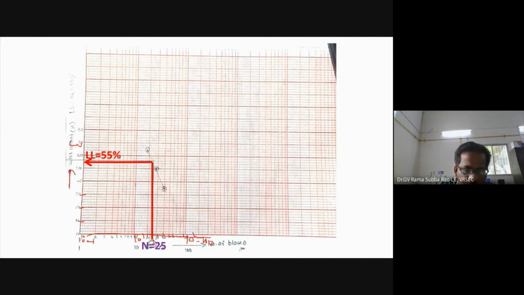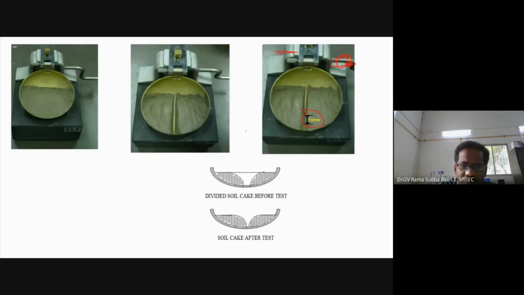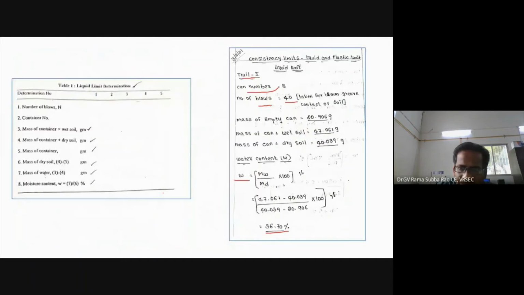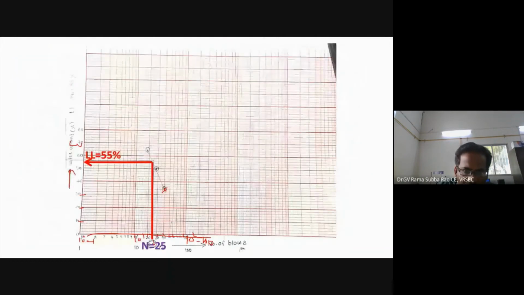Now here I have the number of blows: 17, and also 30. In the first trial we have number of blows 40, and the same is plotted here for 40. Here the water content is 36.7. One can see clearly, this is 36.7.